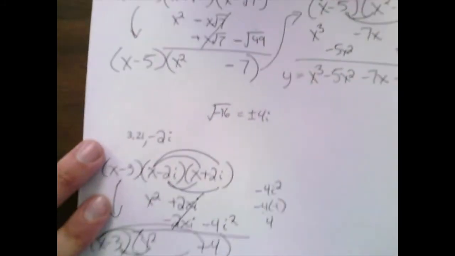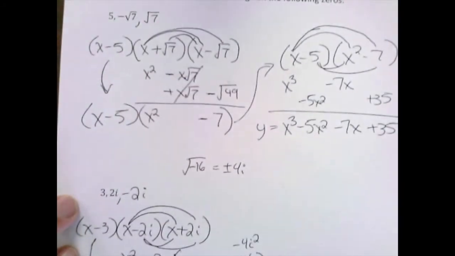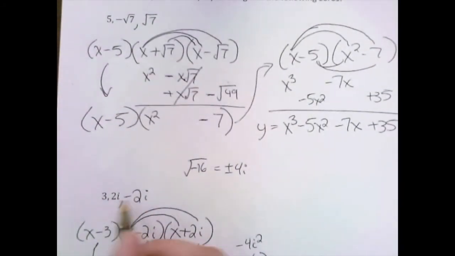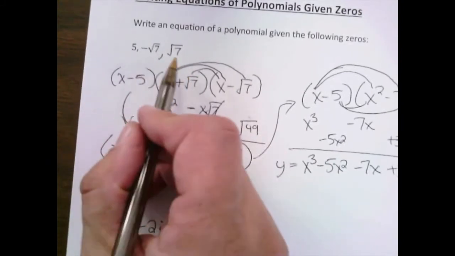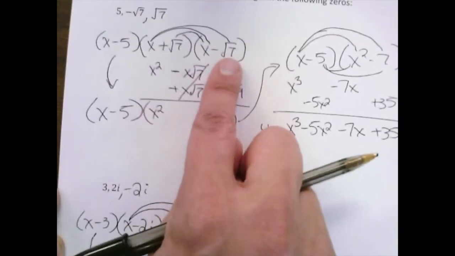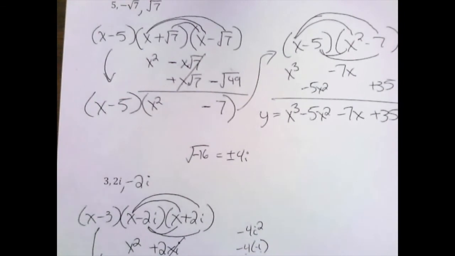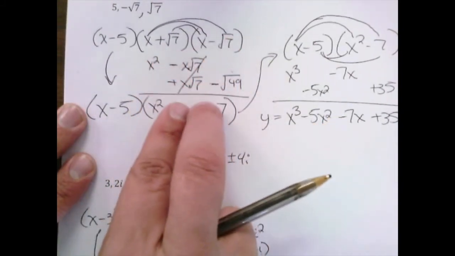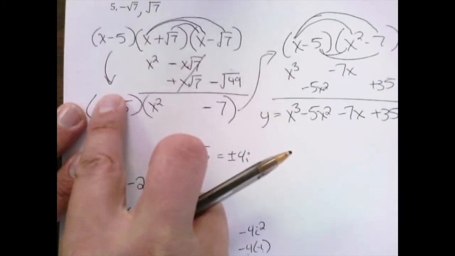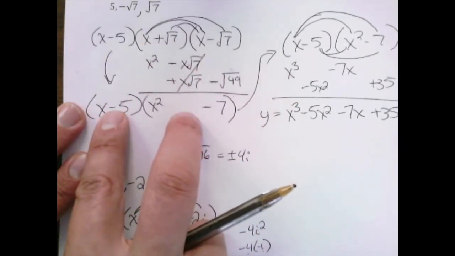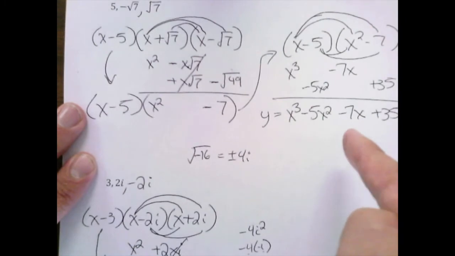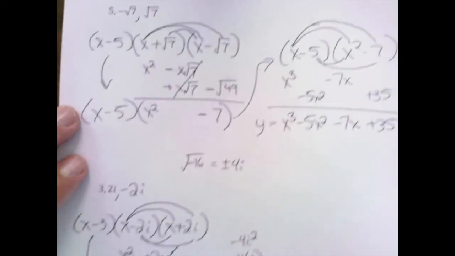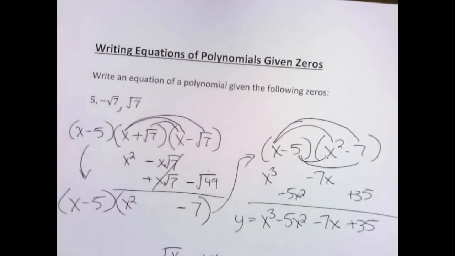So the key here is make sure you have all of your zeros there, positive and negative versions of i, positive and negative versions of square roots. Flip them all to factors, and then just multiply your factors out. Multiply two sets of parentheses together, get a result, multiply by the next parentheses, and so on and so forth. So I started by multiplying these two, got a result, multiply by the final parentheses. If I would have had another parentheses, I'd multiply these two and then multiply the next one, so on and so forth. That was writing equations of polynomials given zeros.